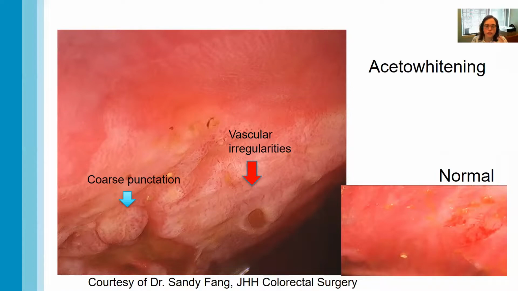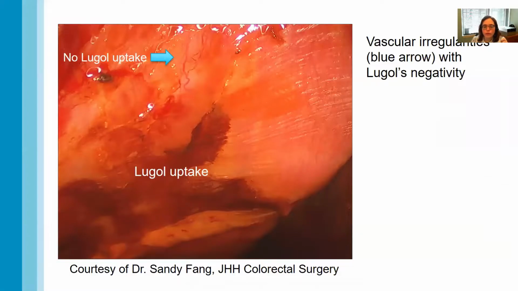These to me seem very subtle findings, and this type of procedure requires performing a lot of these procedures to become proficient in this technique. And then after acetic acid, Lugol solution is used to improve biopsy yield and accuracy, since higher-grade dysplastic lesions initially found with acetic acid will not take up Lugol solution. And here we have an area that is probably high grade that is not having a lot of Lugol uptake.